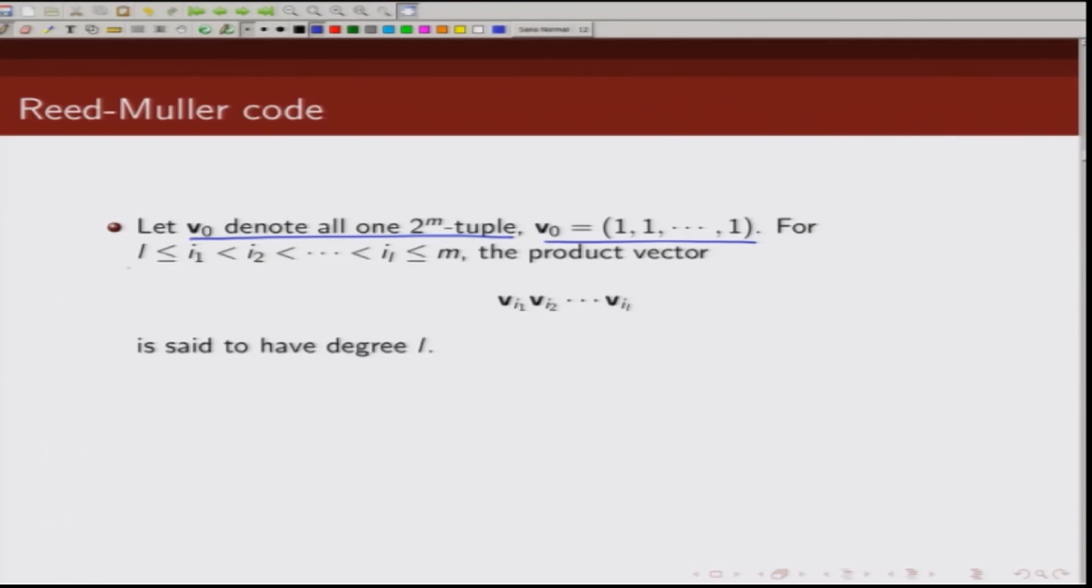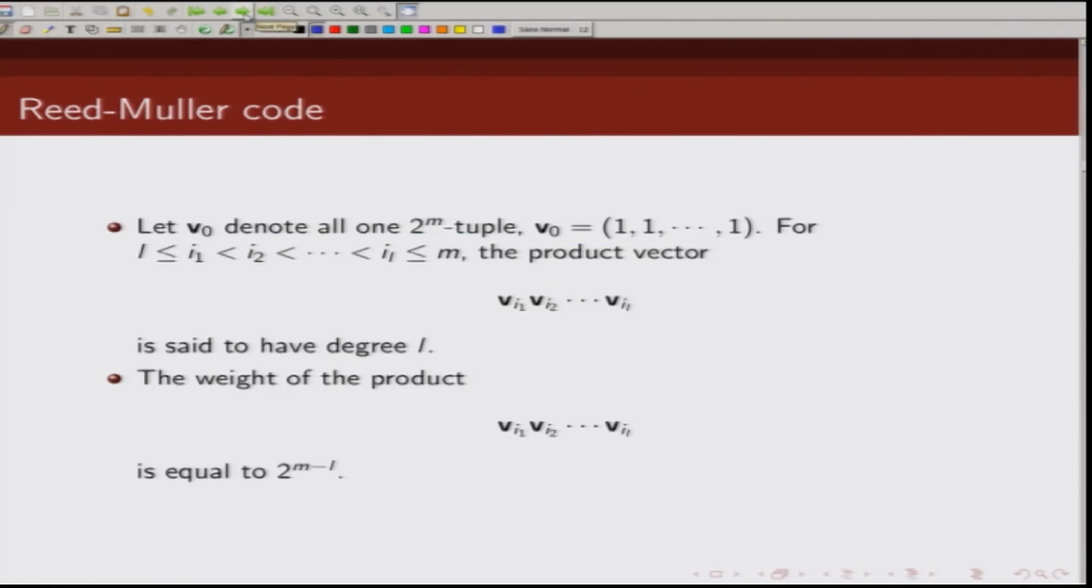Now, for i1, i2, i3, iL which lie between 1 and m, we can define this product vector Vi1, Vi2, Vi3, ViL, where this is basically the Boolean product between these Vi's, and we say this has degree L if there are L Vi's which are participating in this product, and the weight of this product is given by 2 raised to power m minus L.